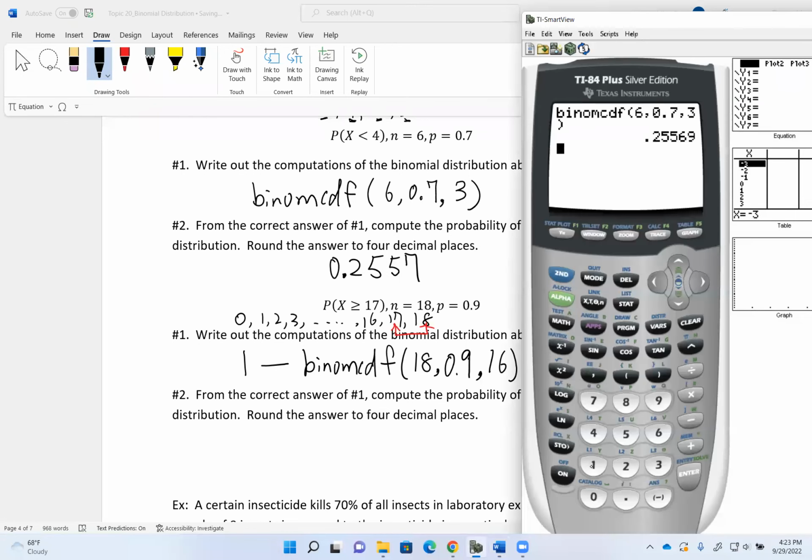All right, let's put this in the calculator. 1 minus binomial distribution. Let's go down to find the CDF. 18 is the number of trials, comma, 0.9, comma, 16, right? This 16 means from 0 all the way to 16, what I don't want. 1 minus that will give me the probability that I want, which is 0.4503.